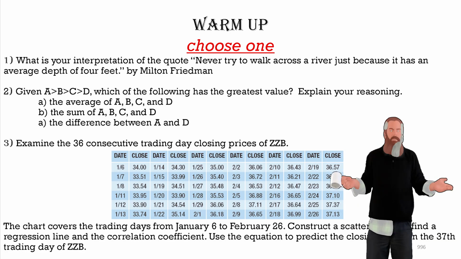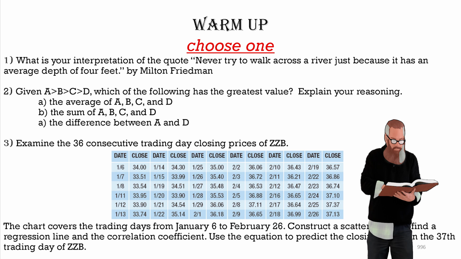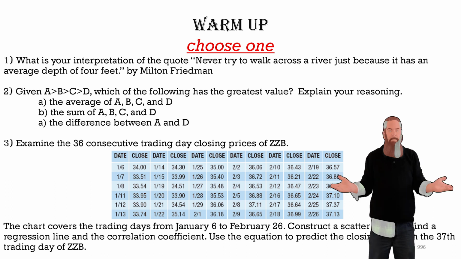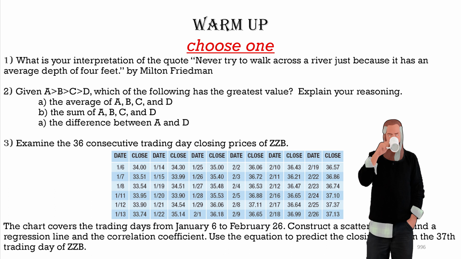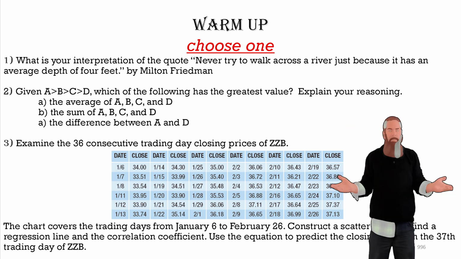Now, let's take a look at a problem that you will be able to do by the end of this lesson. Examine the 36 consecutive trading day closing prices for ZZB. The chart covers the trading days from January 6 to February 26. Construct a scatter plot and find the regression lines and the correlation coefficient. Use the equations to predict the closing price on the 37th day of ZZB.